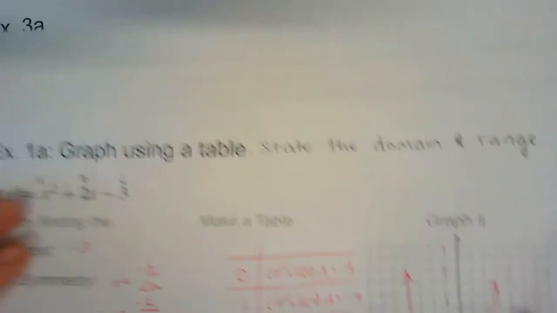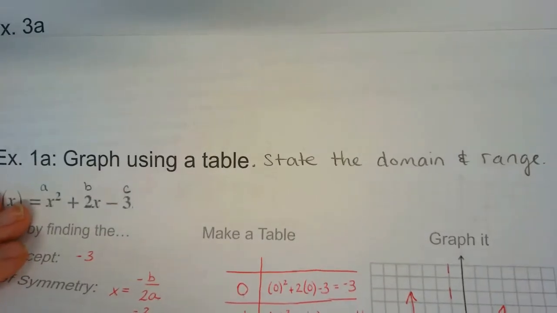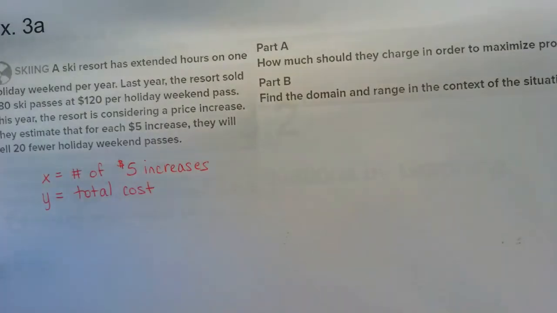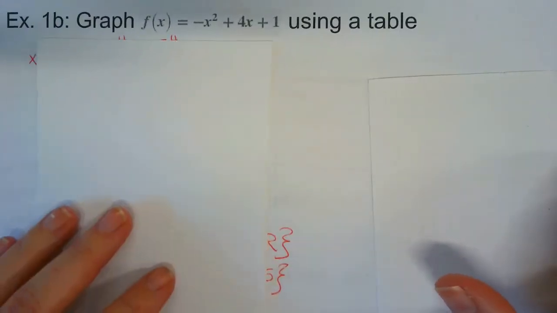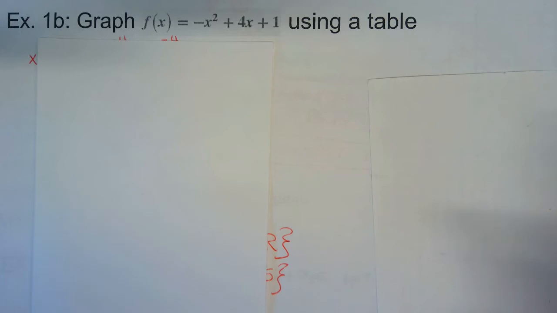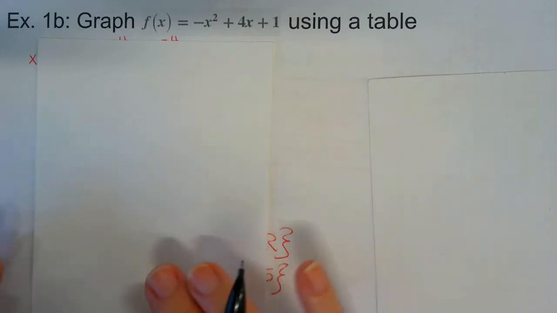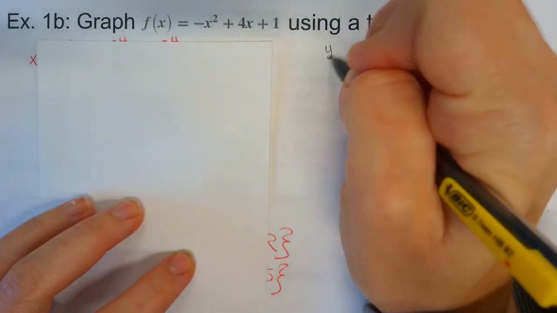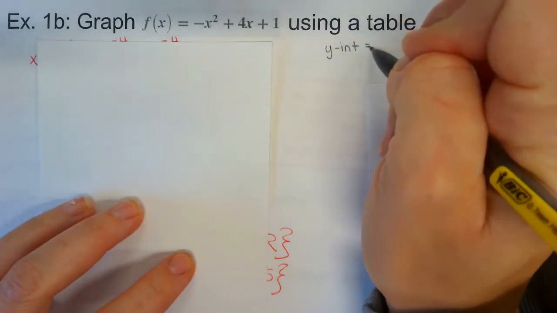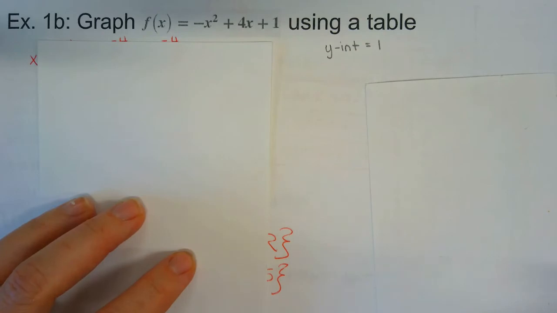Pause the video and try the next question. So in the next question, you should have found your function, -x² plus 4x plus 1. You want to start by, you can still identify your y-intercept, but it is not as helpful unless you have other points. So my y-intercept's at 1.